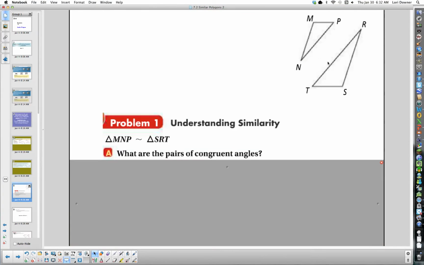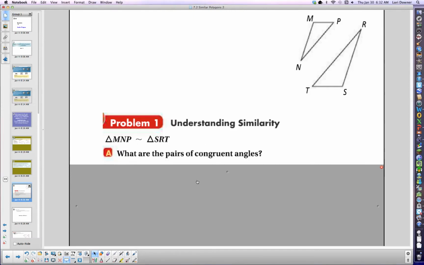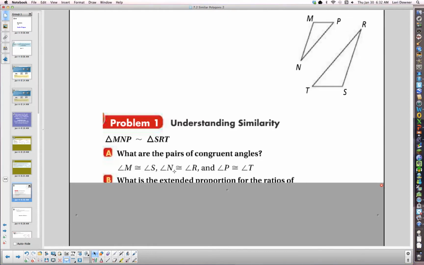Let's look at this with these two triangles. What are the pairs of congruent angles? So we're going to match up the congruent angles. You can do so with the visual or just look here. M is the first one stated, so is S. So we know M and S are congruent, N and R are congruent, and P and T are congruent.